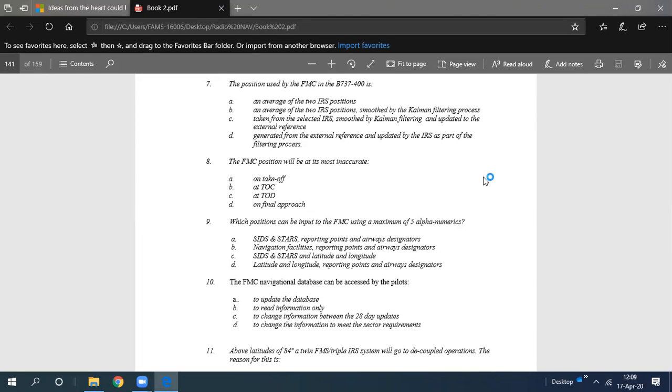And question number 8 also, please. Question number 8. The FMC position will be at its most inaccurate at TOD. At your top of descent, right? Yes. Question number 9 now. Anybody else, please?